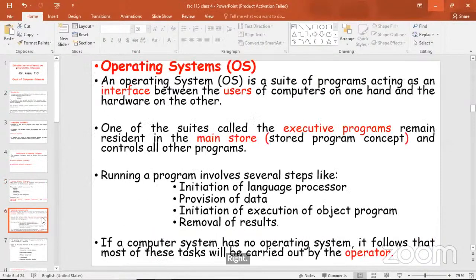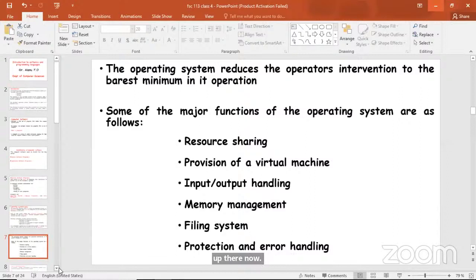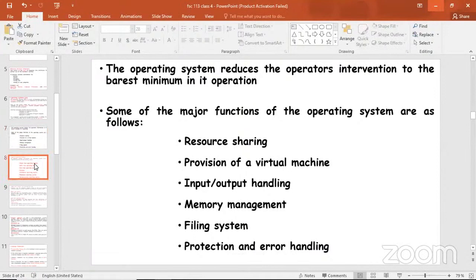So just a recap, then we have the operating system. It shields us from the complexity of the computer, from the hardware, and it operates on the stored program concepts, right? So the operating system helps us perform the following functions: resource sharing, provision of virtual machine, input and output handling, memory management, filing system, protection and handling of error. And that I've explained while I was teaching earlier on.